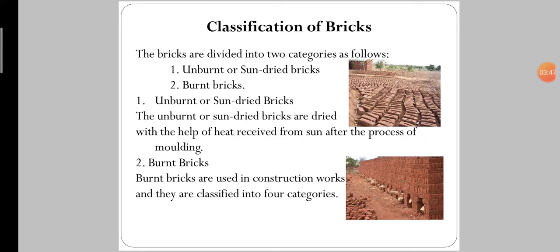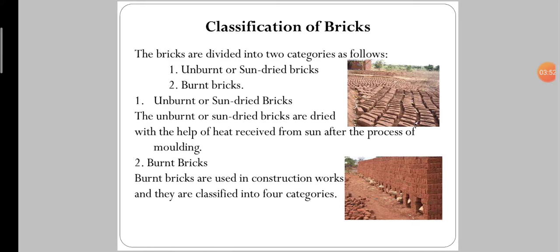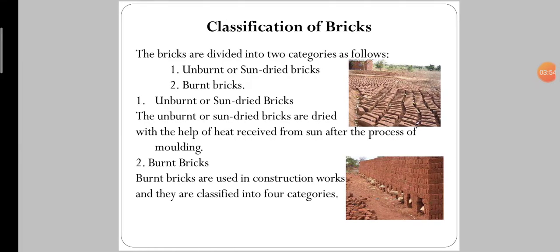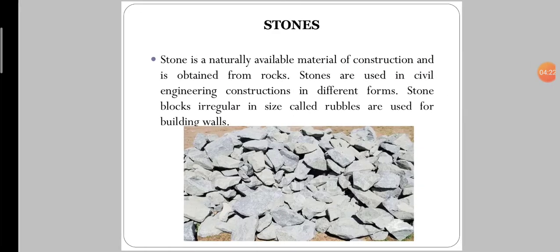Normally we need to heat the bricks for improving the properties. For getting higher properties and a high level of strength, we need to heat the bricks. If the heating takes place with the help of the sun, then it is known as unburnt or sun dried bricks. The burnt bricks are heated with the help of wood. This is the main classification of the bricks.